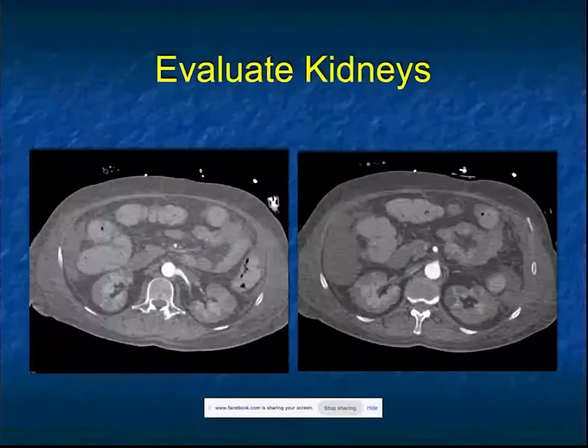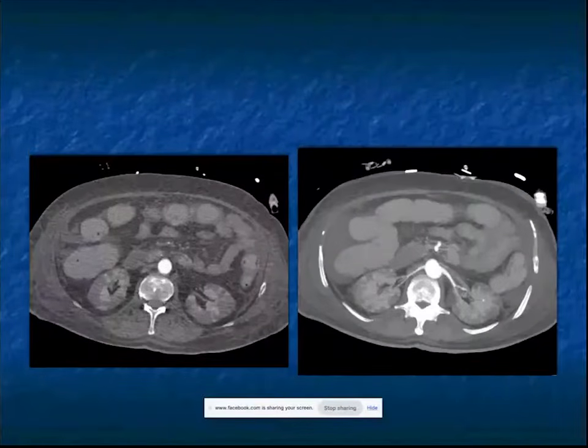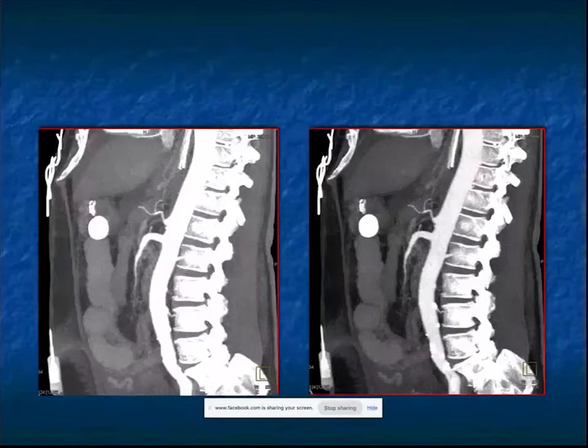Another case, what about the kidneys? There's patchy enhancement of the kidneys. The cortex is low density, the medulla is higher density, and it's involving both kidneys. The other thing you see is that the mesenteric vessels are small, the bowel is edematous, the renal arteries are small. Look at the patchy enhancement with the lack of good cortical differentiation.